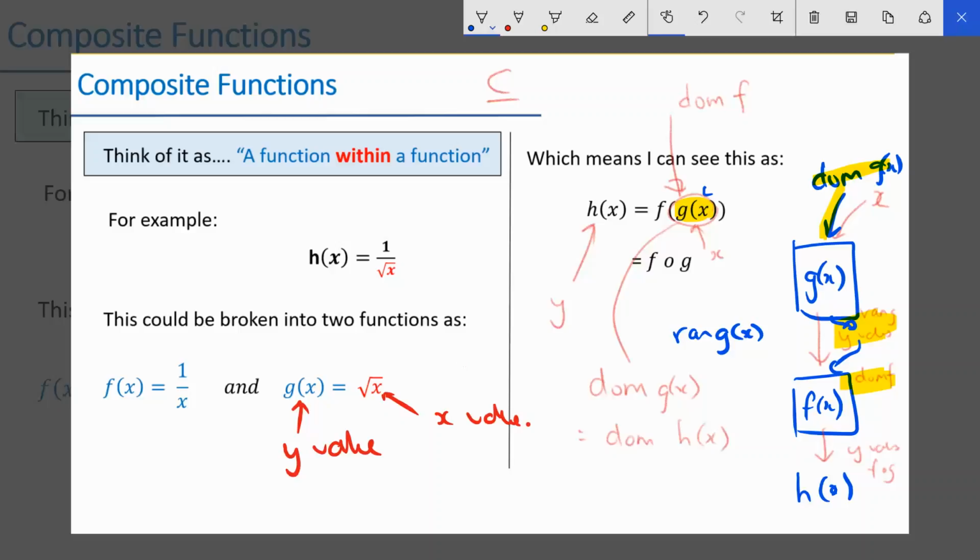gets put into the domain of f, and that then spits out your function, which is h of x. Then you see a picture, which is a dot. Okay, that's why that's the image. That's the process so far.